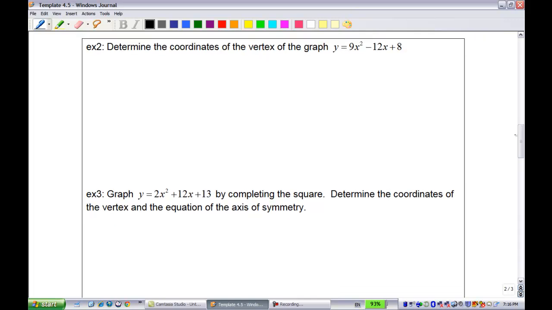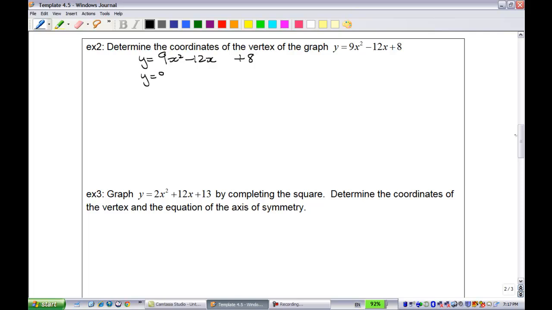Determine the coordinates of the vertex of the graph. So if we start with y equals 9x squared minus 12x plus 8, why don't you hit pause here, see if you can complete the square on this one. This one's going to be a little bit more challenging. And see if you can determine the coordinates of the vertex.